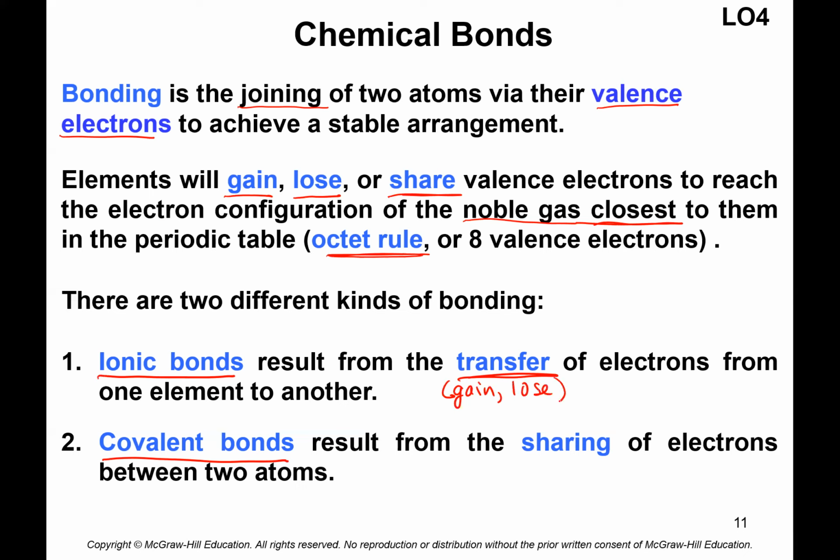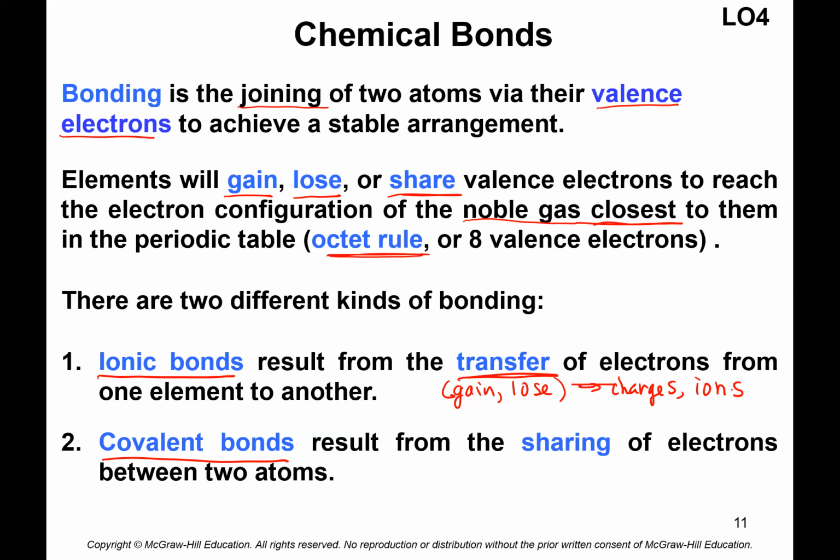You're not sharing them. And because you're going to be either gaining an electron or losing electrons, that is how we're going to generate charges. And this is why we use the term ions to describe whether it's a positively charged ion or a negatively charged species. And we'll review that in just a minute.